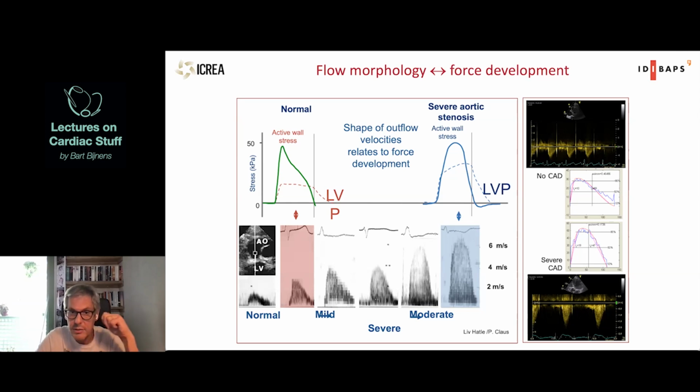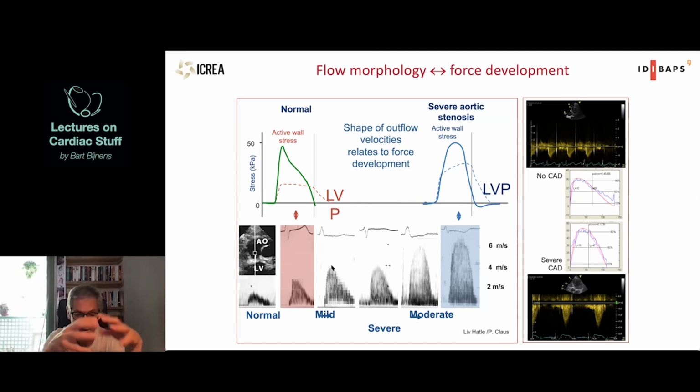So when we now look at aortic Doppler, so outflow Doppler profiles, what you see in a normal case is that velocities are of course relatively low because there's almost no pressure gradient over the valve. And the peak is early, so you get acceleration, then peaking, and then deceleration when the force development goes down. Now with increasing grades of aortic stenosis, where your aortic valve becomes smaller and smaller and so becomes an obstruction, the velocities will increase.